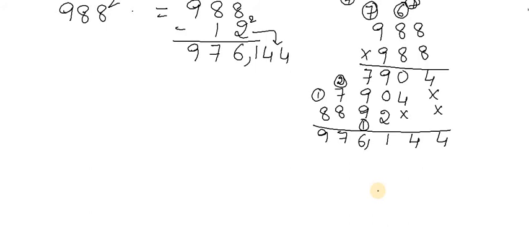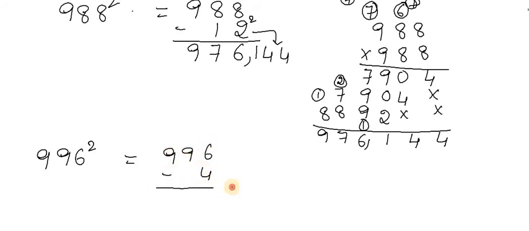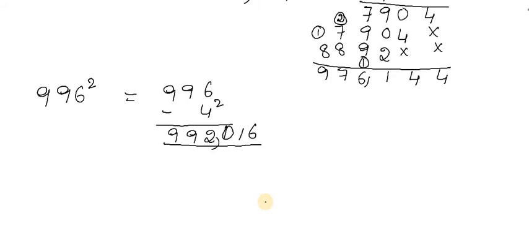So we'll go through one more example. 996 square. It is less than 1000 by 4. So 992, and the square of 4 is 16. But actually we have to write a 3-digit number, so that is the reason we are going to keep a 0. Okay, we will check with the usual procedure.